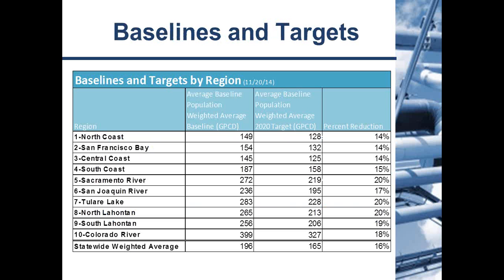On this slide, we have a table of the 10 hydraulic regions in California. As you can see, the second column has the current gallons per capita day use of water in California per region. The third column has the 2020 target, and the fourth is the percent reduction. And the last row has the statewide average. And as you can see, these 10 regions are trying to converge and reduce their gallons per capita day to 165 by 2020, which over this 5-year period is a 16% reduction.